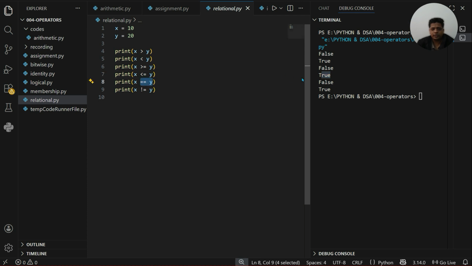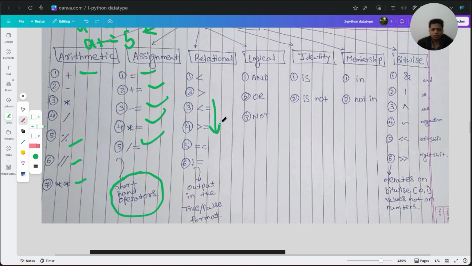10 is equal to 20, that is false. And 10 is not equal to 20, that is again true. In this way, the relational operators are there. They are used to find the relation between the two values and print the output.